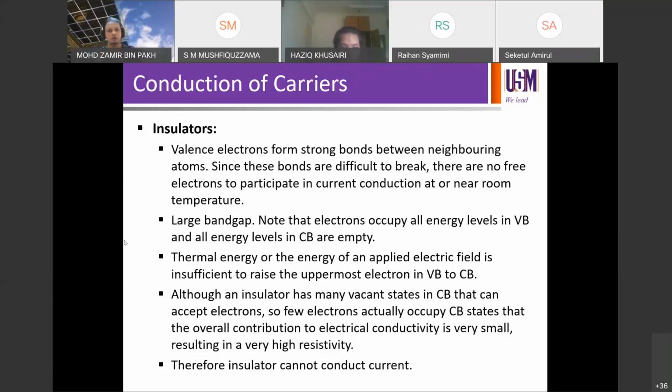So an insulator is a large band gap material. Electrons occupy all energy levels in the valence band, and all energy levels in the conduction band, or CB, are empty, right? So although an insulator has many vacant states in the CB that can accept electrons, it's still not possible to demonstrate any conduction, right?